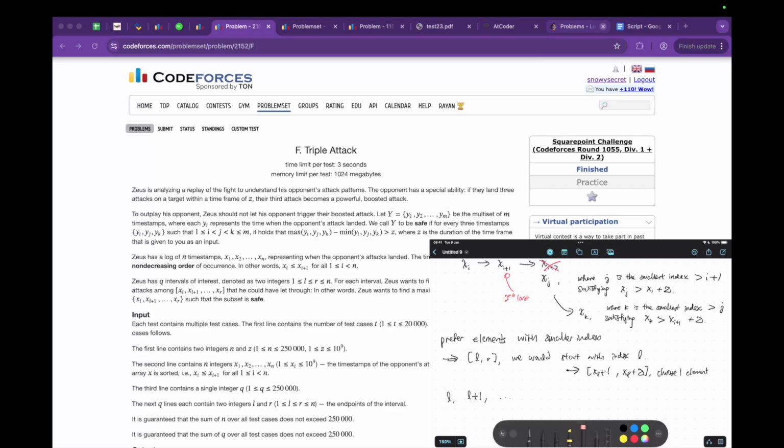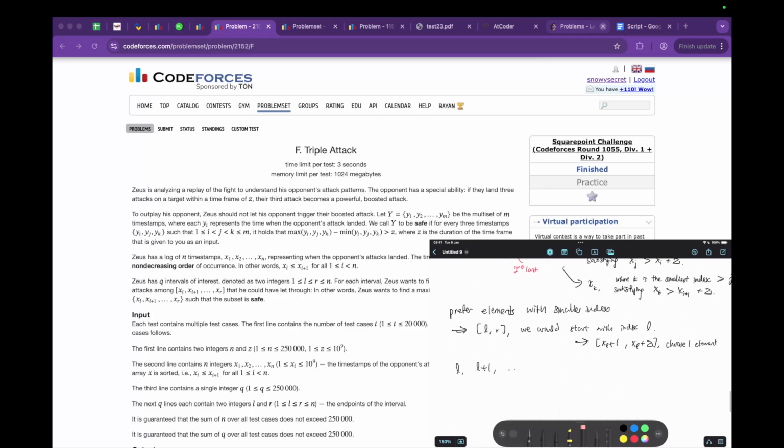So basically this is how we would solve the problem for one single query. We would start from the index L, and then we would go for L plus 1, and then we would keep going for an element that is the smallest index that satisfies the value of this element is greater than the current second last value plus z, and that would be how we solve one query.